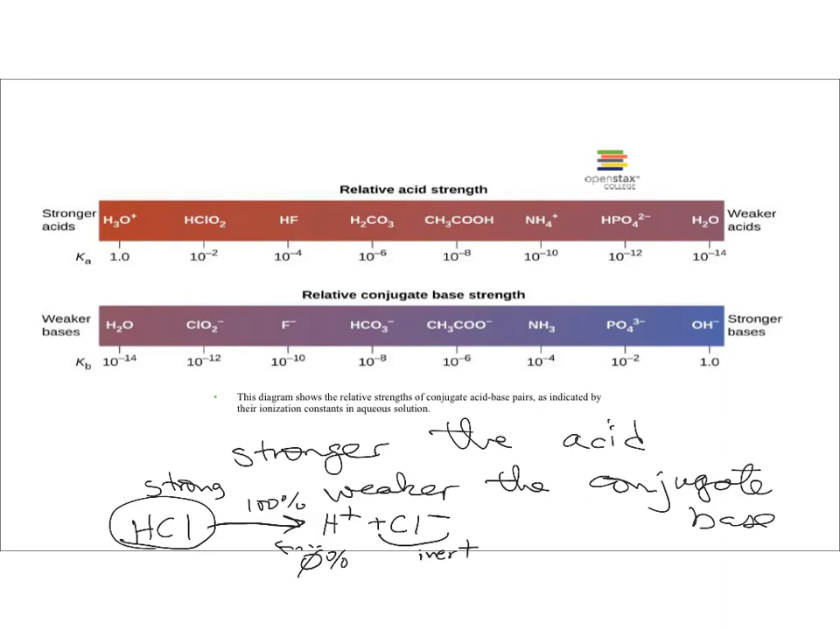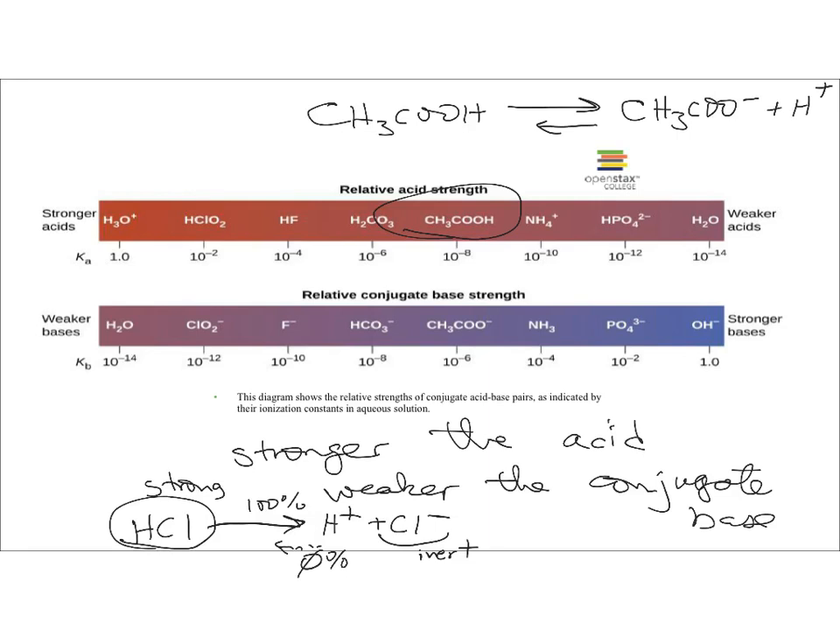If instead I looked at something like acetic acid, CH3COOH, now this is a weak acid, and it's got an arrow going in two directions. Now the acid is stronger than the conjugate base, and that's due to a number of properties, and we will look at those in a moment. But here, because this is a weak acid, this reaction goes in both directions, so this is going to be a weak acid, and its conjugate base is also going to be weak. Now one of them is going to be stronger. In this case, the acid is going to be stronger than the conjugate base.